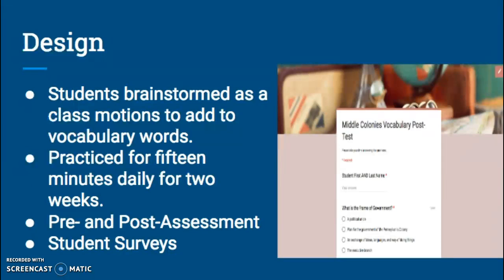The design of my study: first, students brainstormed as a class motions to add to the vocabulary words that are presented in our unit. The vocabulary words are in our textbook, so they're not words that I pick out. It's words that our curriculum and our textbook want us to know. My students did take a pre-test to assess their prior knowledge, and then they also took a post-assessment. They practiced for 15 minutes daily for 2 weeks during our research break.